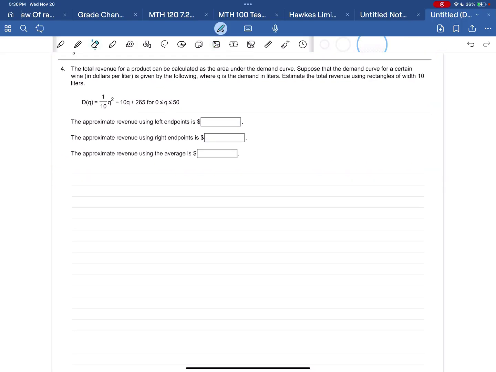All right. The total revenue for a product can be calculated as the area under the demand curve. Okay? So, in other words, if you have a demand for a product, and that's what the curve looks like, and you want to know the total, so you're looking for area between the curve and the axis, okay?